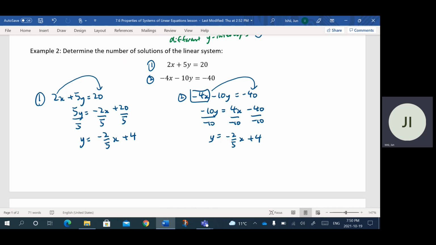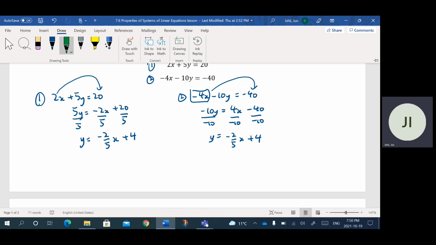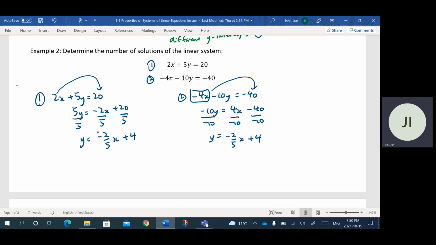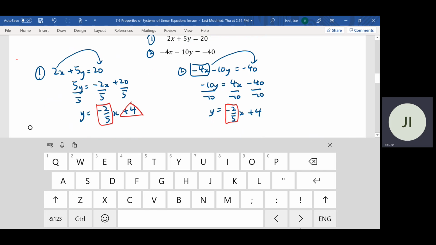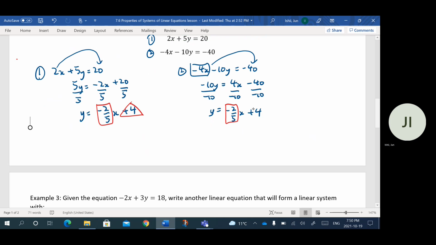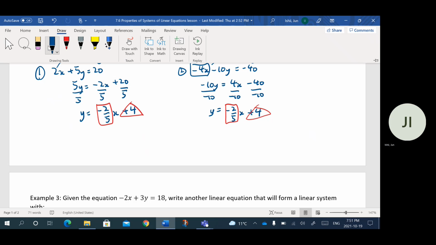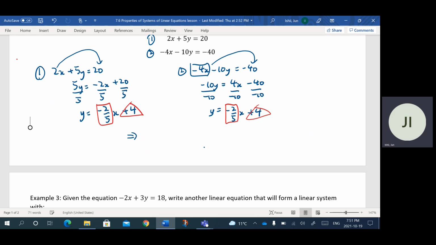Now if you compare these two equations in slope-intercept form, you notice that they're exactly the same. I got negative 2 over 5, negative 2 over 5. I also got plus 4 as my y-intercept, and I also have plus 4 on this one. So these are essentially the same line when you graph it. Same slope, same y-intercept. So as a result, this system here is going to have infinitely many solutions.